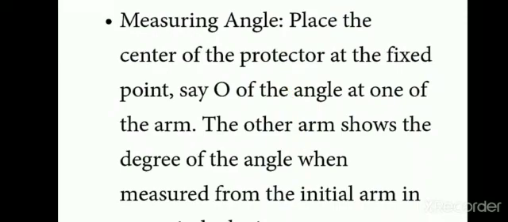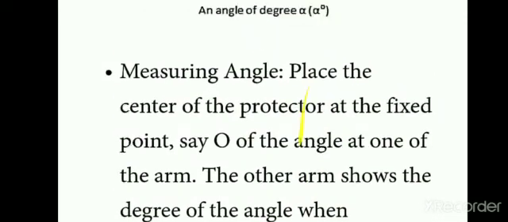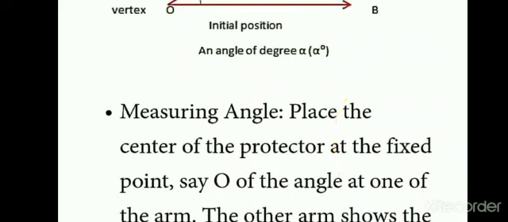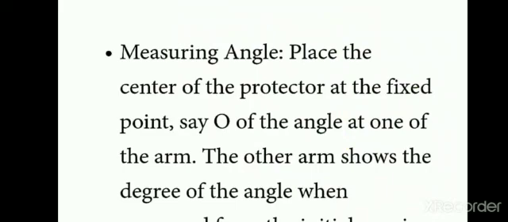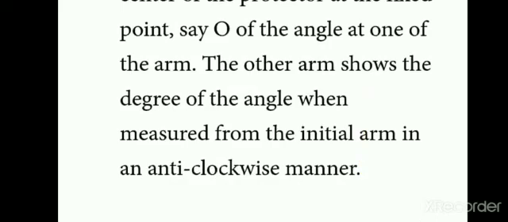Let us know how to measure an angle. To measure an angle, place the center of the protractor on the fixed point, say O. See here there is an angle AOB. In this angle AOB, you should keep the center of the protractor on the point O, and one arm of the angle along the base. The other arm shows the degree of the angle when measured from the initial arm in the anti-clockwise direction.